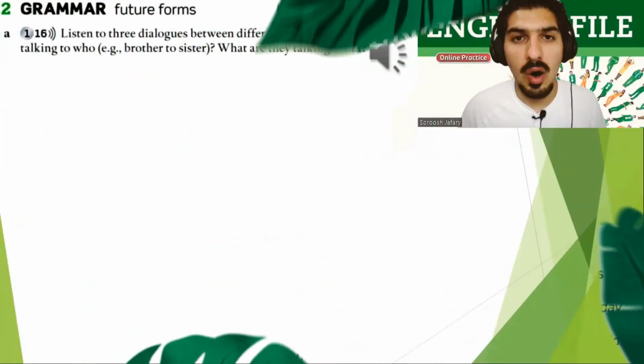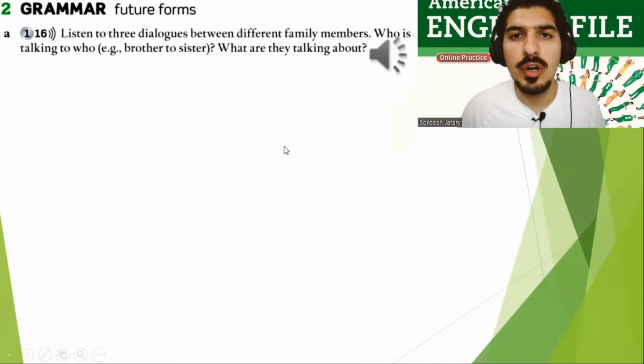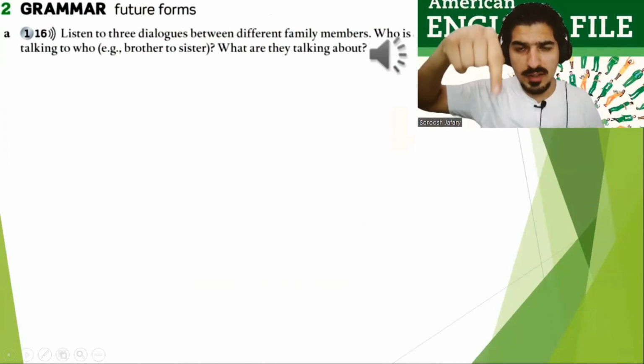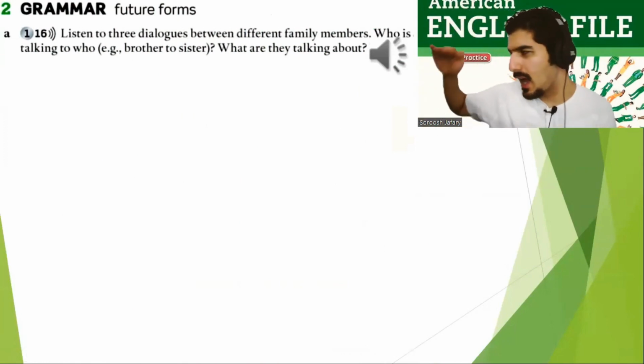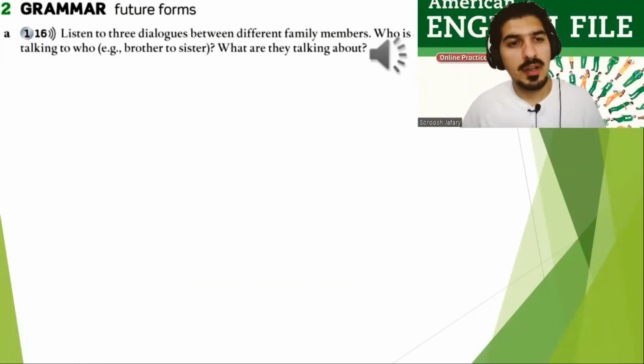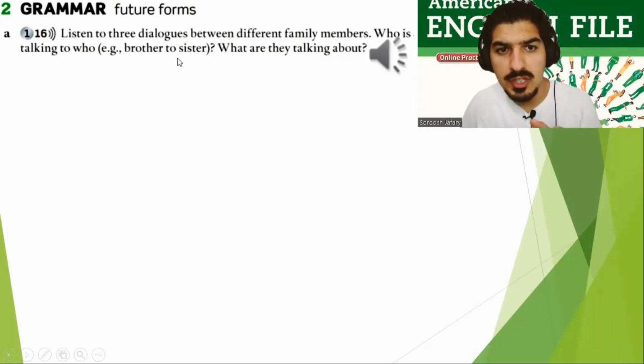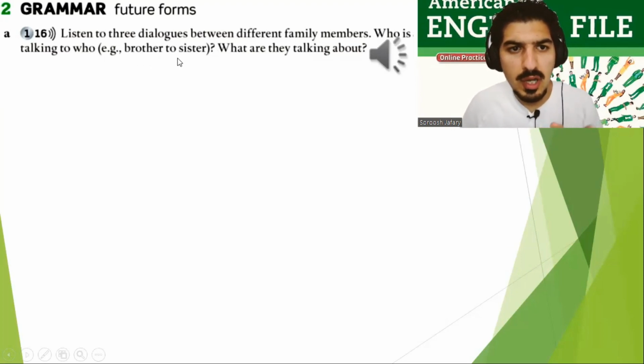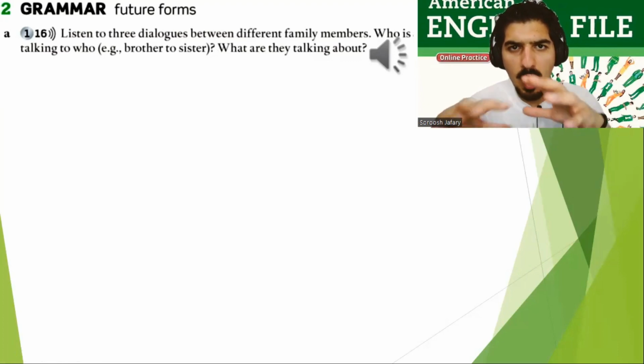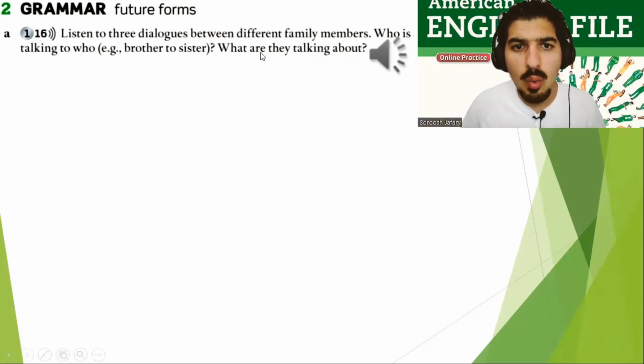Let's move on to part 2, grammar, future forms. Look everyone, right now, the past and the future. Now, listen to 3 dialogues between different family members. Who is talking to who? For example, you can say brother to sister, or father to mother. Who is talking to who among the family members? And what are they talking about? Listen and take notes. Let's do it.